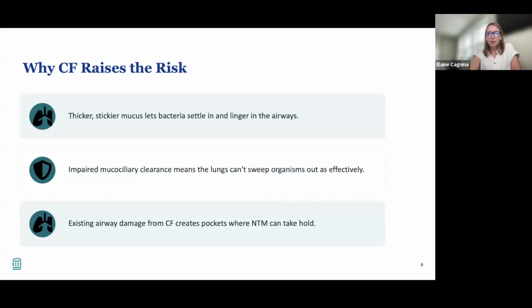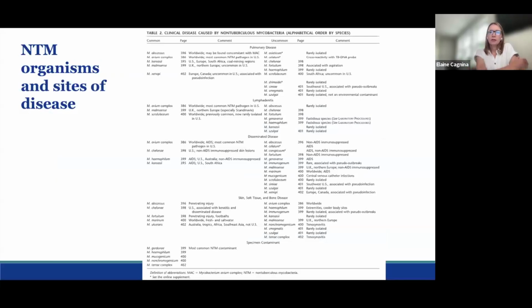Why are people with CF more prone to getting NTM infections? Like other infections, the thicker, stickier mucus lets bacteria settle in and linger in the airways longer than they should. Impaired mucociliary clearance means the lungs can't sweep the organisms out as effectively. And existing airway damage, such as cavities or bronchiectatic airways, creates pockets where NTM can take hold and set up shop.